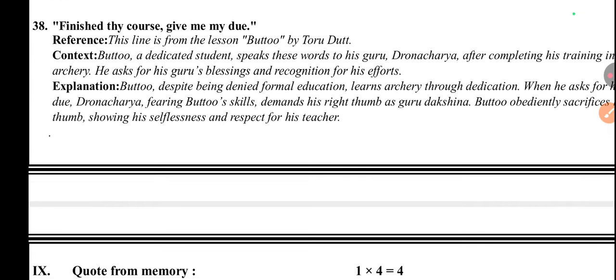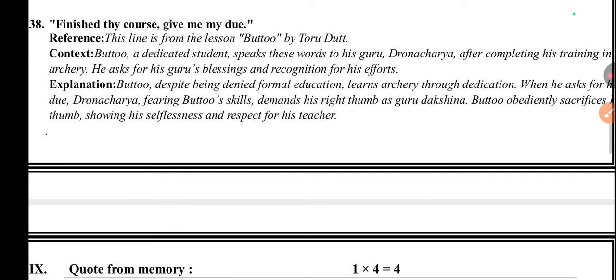Question number 38. Finished the course. Give me my due. Reference: This line is from the lesson Butto by Toru Dutt. Context: Butto, a dedicated student, speaks these words to his guru Dronacharya. After completing his training in archery, he asked for his guru's blessings and recognition for his efforts. Explanation: Butto, despite being denied formal education, learns archery through dedication. When he asks for his due, Dronacharya, fearing Butto's skills, demands his right thumb as Guru Dakshina. Butto obediently sacrifices his thumb, showing his selflessness and respect for his teacher.